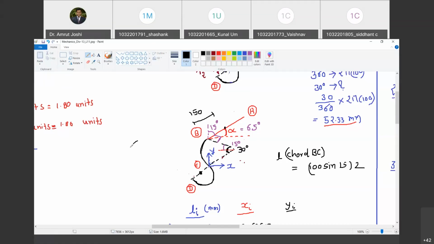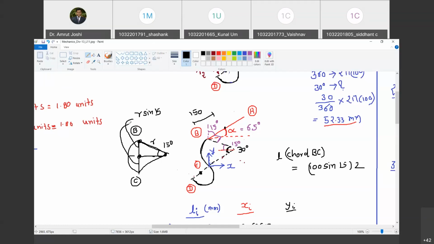Let me show the calculation here. This is BC. This angle is 15 degree. I am interested in finding the vertical distance between point B and C, this distance. Now consider this right angle triangle. From this right angle triangle, how much is this distance? R sine 15. Do you agree?